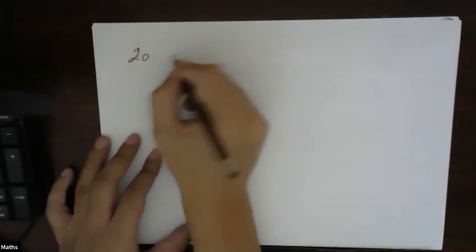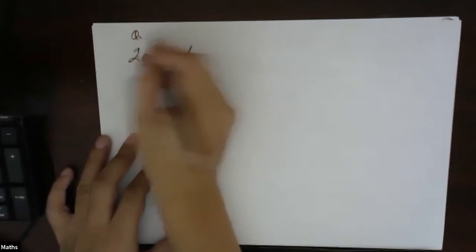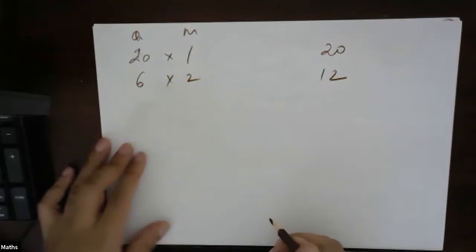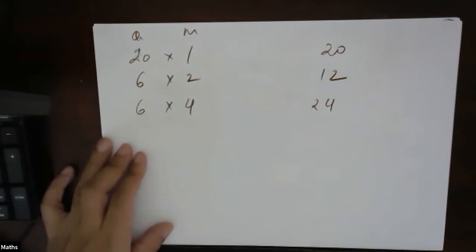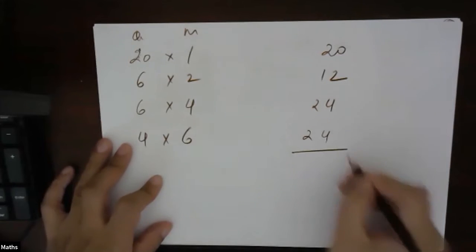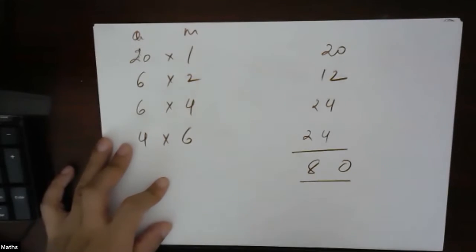But I think the mark distribution is like 1 into 20. Okay, 2 marks, 6 questions. Just wait. So 20 questions into 1, this is the question and this is the marks. 6 questions into 2, 6 questions into 4, and 4 questions into 6. So this is 80. And will there be any internal choice, sir?